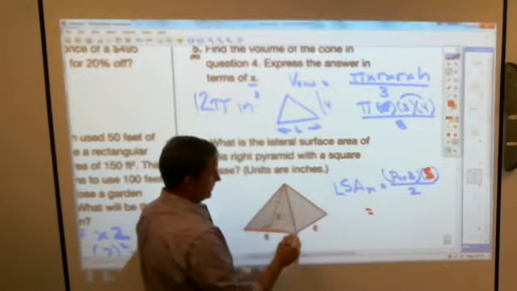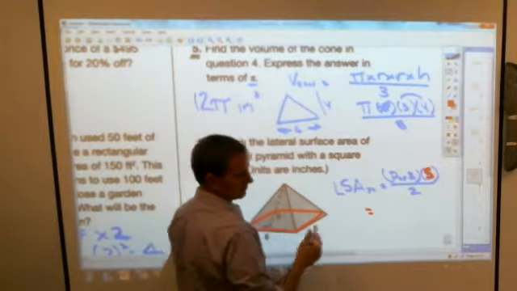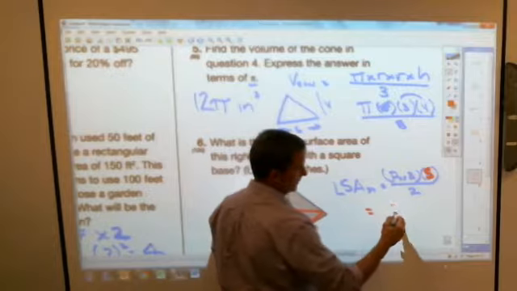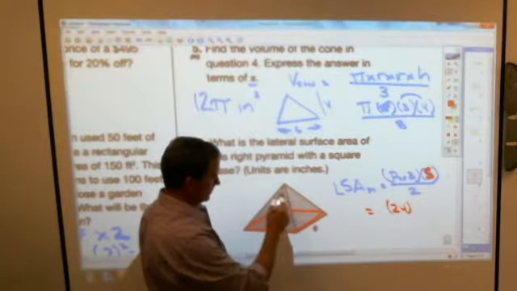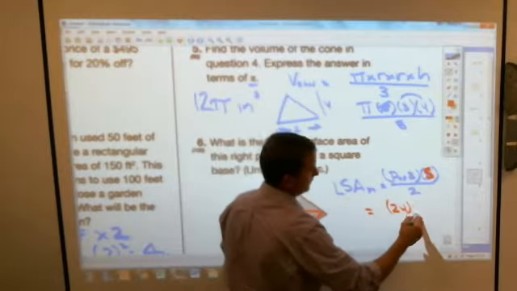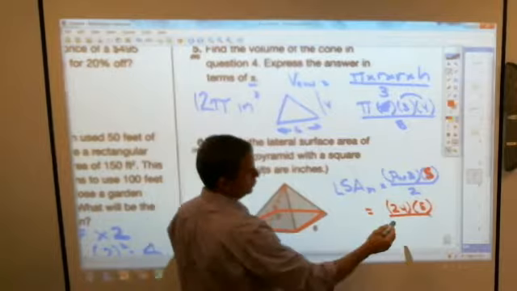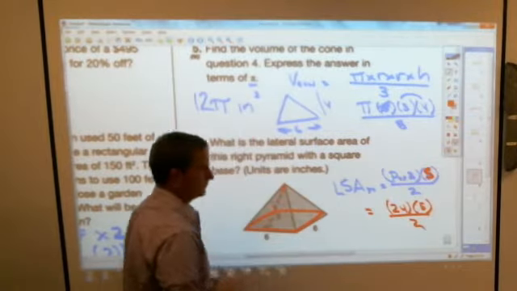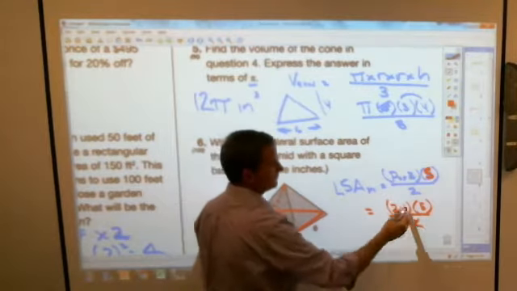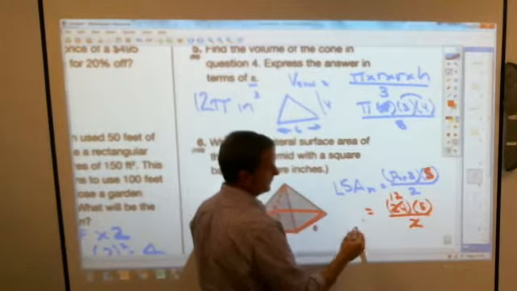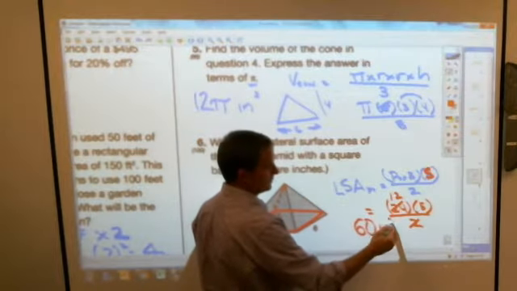Perimeter of the base appears to be 6 plus 6 plus 6 plus 6. 4 times 6 is 24. Slant height was 5. And you're going to divide that all by 2. Half of that 24 is 12. And 12 times 5 is 60. Area, inches squared.